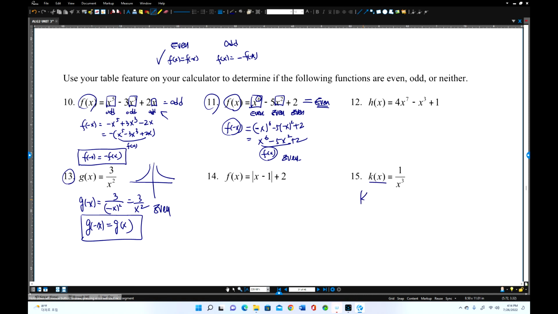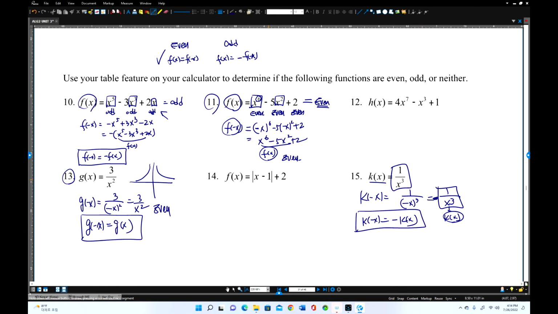Over here, k of minus x, 1 over minus x cubed. This is how much? 1 over negative x cubed, right? Same expression, but one of the numbers is negative. They are odd, right? Now, replace with the k of x. So k of negative x is exactly equal to what? Negative k of x. This is the odd function definition.